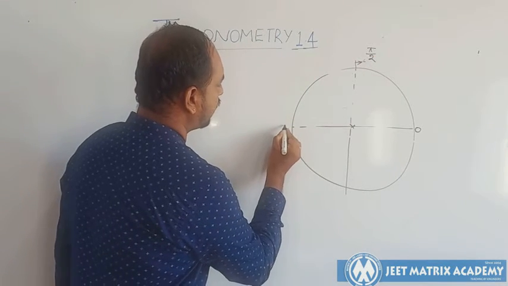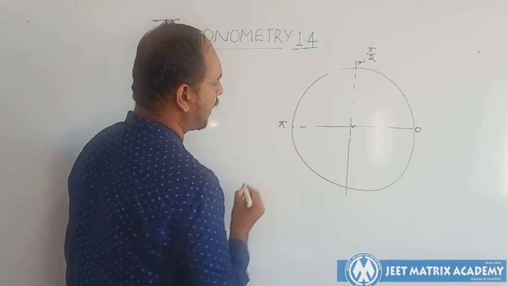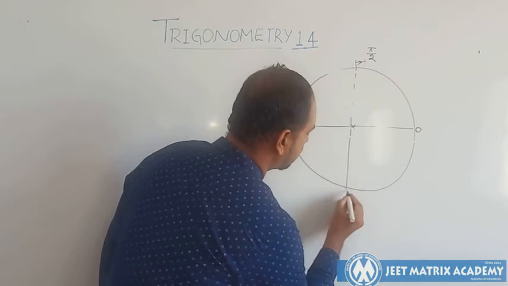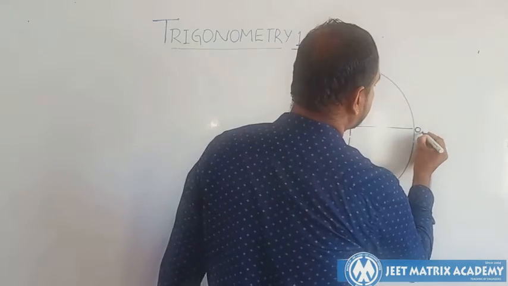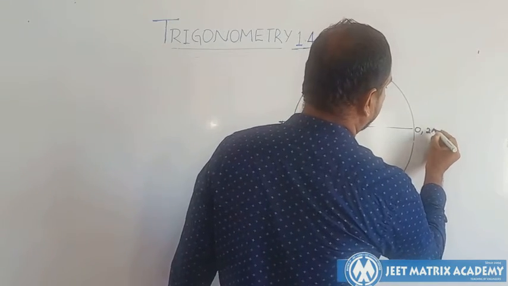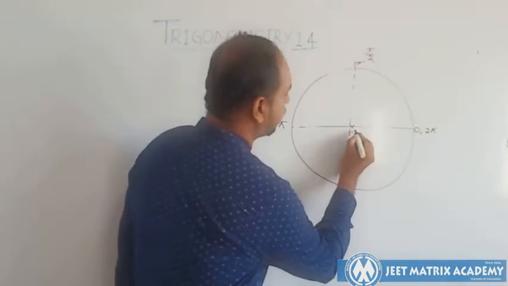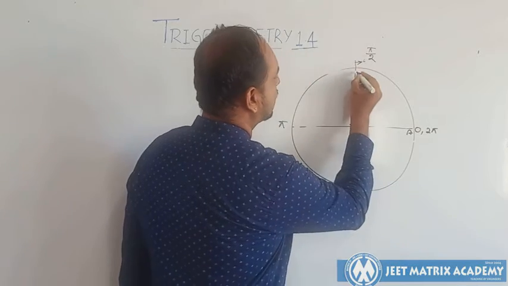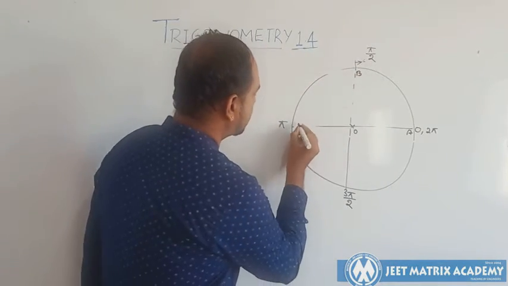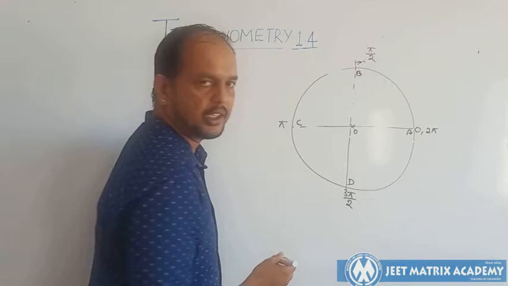So here this value will be pi. Okay, this is 3 pi by 2. Again, this value is 2 pi. So the angle is rotated from 0, and this is considered point A, this is B, this is C, this is D.